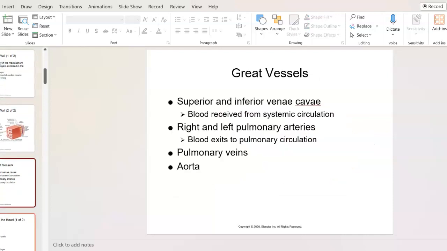So the great vessels: we have the superior and inferior vena cava. They go into the right atrium, bringing blood that needs to be reoxygenated. The right and left pulmonary arteries leave from the pulmonary trunk and go out to the lungs. I'm going to go back to this picture.